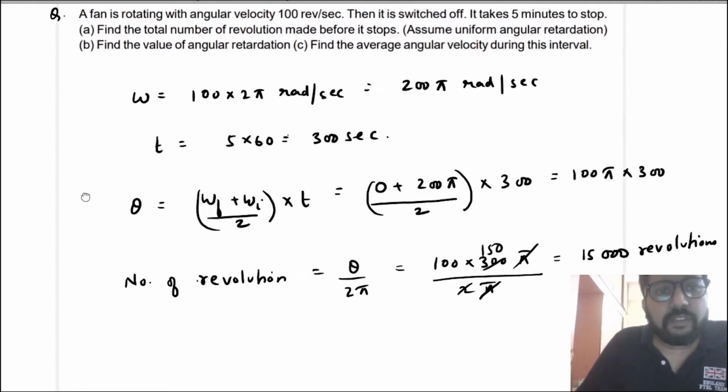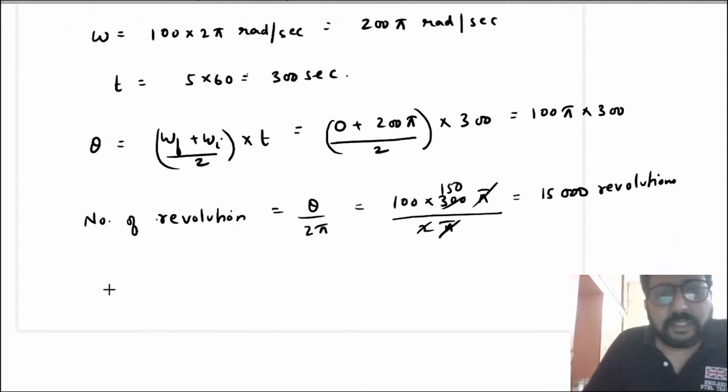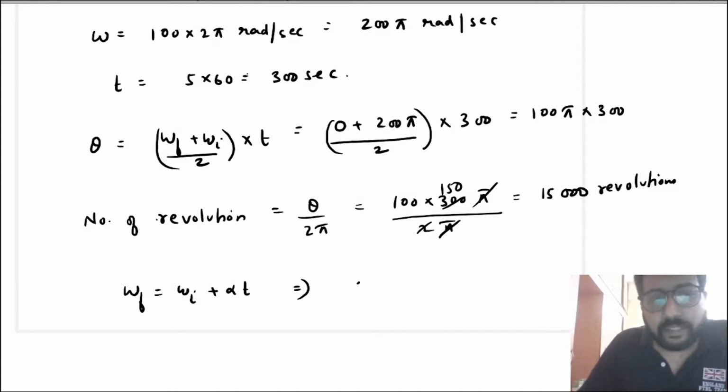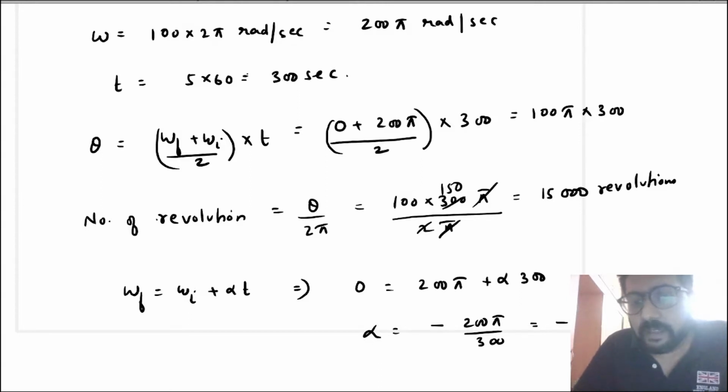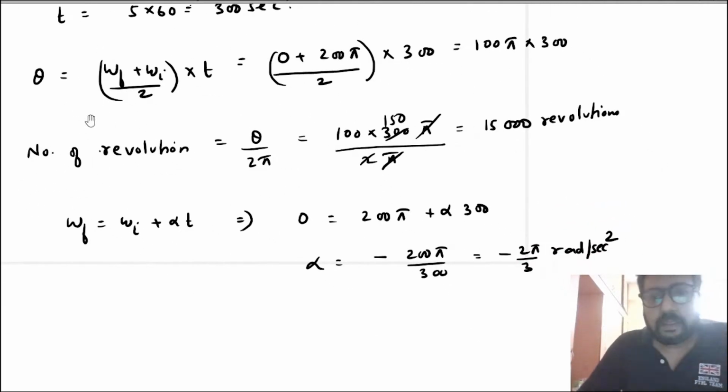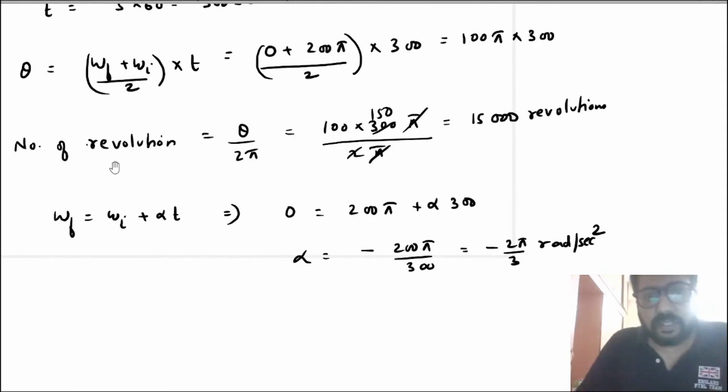Now find the value of angular retardation. So from this you can say omega final is equal to omega initial plus alpha t. Omega final is 0, omega initial is 200 pi, alpha you need to find out, and t is 300. So you will get alpha is equal to minus 200 pi divided by 300. That is minus 2 pi by 3 radian per second square. So this is alpha.